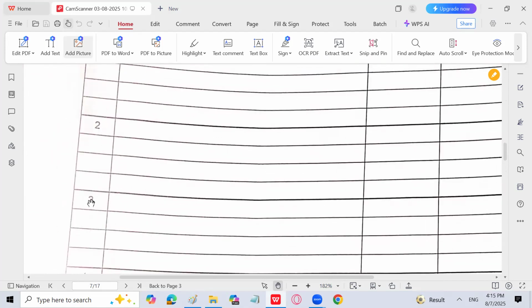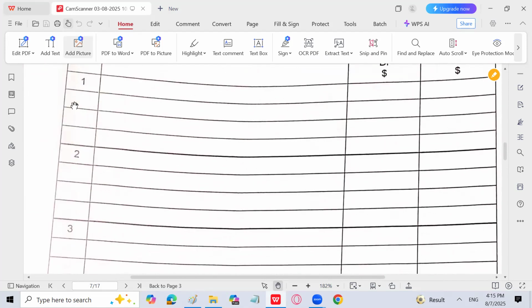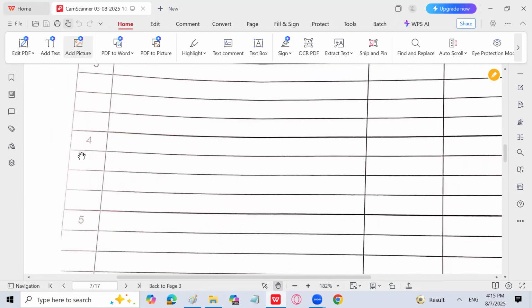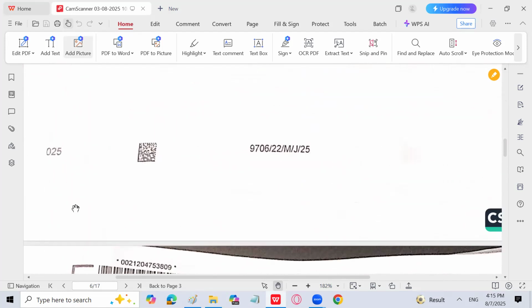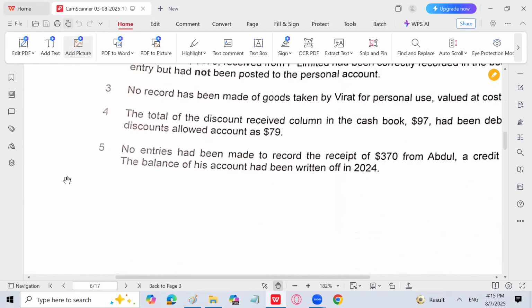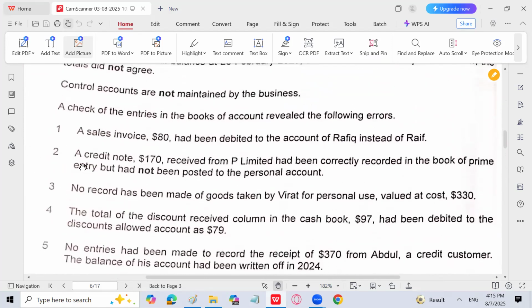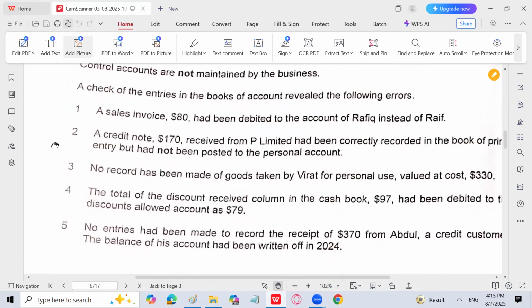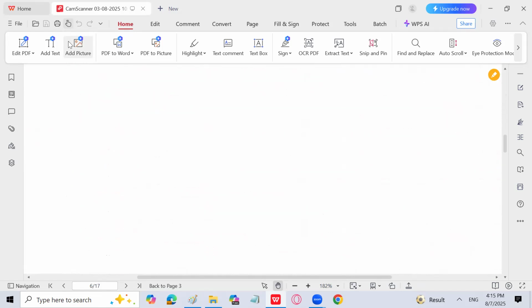So how the 5 entries are going to be awarded the 8 marks, you can easily assess with this, that the 5th entry will be the bad debts. That is for the bad debts recovered, and it carries obviously more marks than the other entries. 3 is also given.